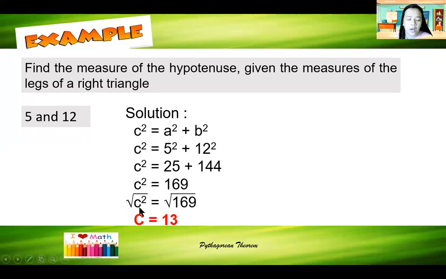Get the square root of both sides. So you have the square root of c squared is equal to the square root of 169. So para mawala yung ating exponent na 2. The square root of 169 is 13. So our hypotenuse or the longest side is 13.